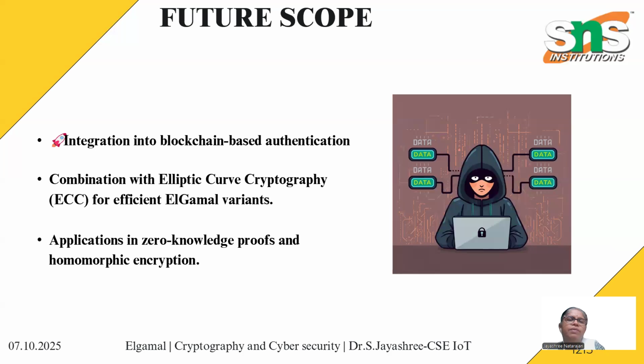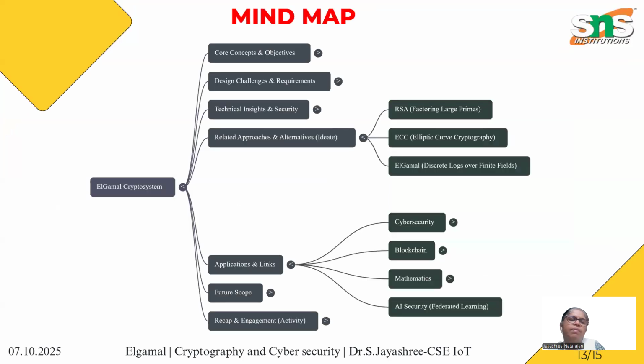And then this is the mind map. The ElGamal cryptosystem has used four concepts we have discussed: design challenges, technical insights, related approaches, and alternatives. That is the ideate part we have discussed, and applications and links we have discussed.